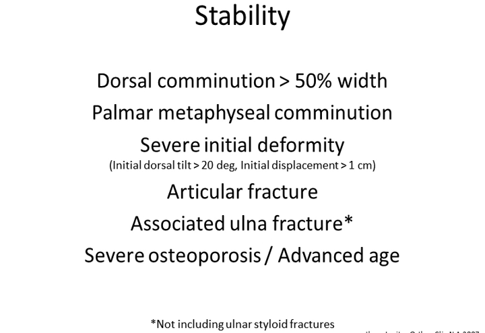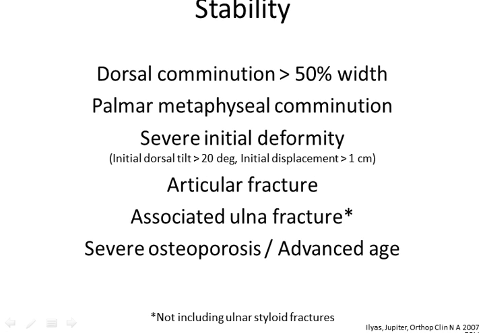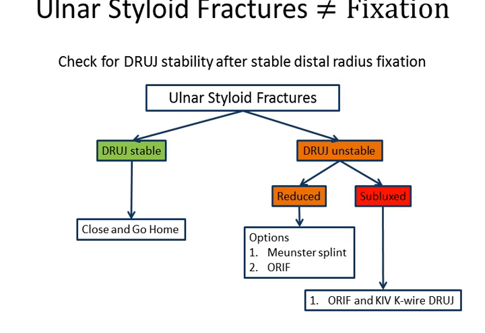All right. What about stability? You can use Lafontaine's criteria, or this one by Jupiter. He says that if you see dorsal comminution more than 50% width of the distal radius, palmar metaphyseal comminution, or if the initial deformity is severe, that is with dorsal tilt of more than 20 degrees or displacement of more than 1 centimeter, articular fracture, associated ulnar fracture, osteoporosis or advanced age, these are all factors that indicate the fracture may be unstable.